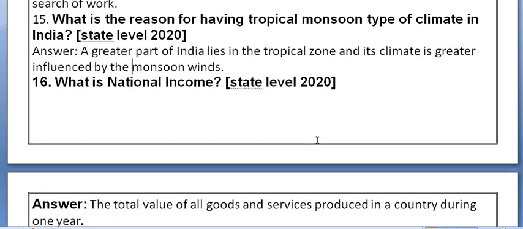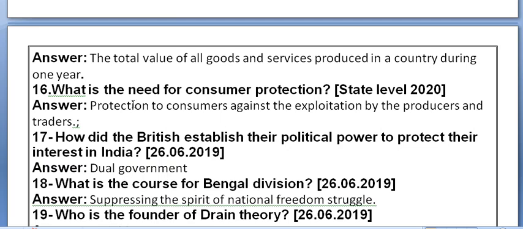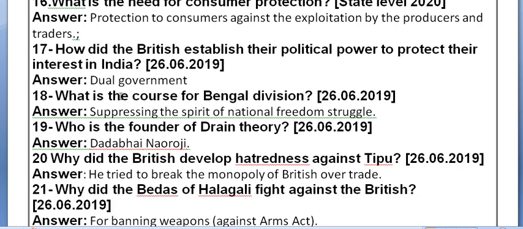What is national income? The total value of all goods and services produced in a country during 1 year. What is the need for consumer protection? Protection to consumers against the exploitation by the producers and traders. How did the British establish their political power to protect their interest in India? With the introduction of dual government.